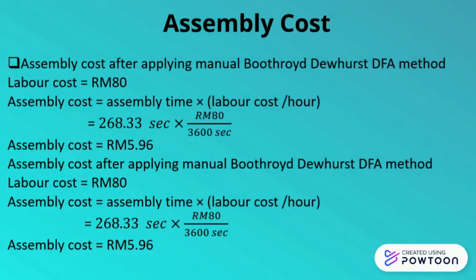For the labor cost, it is around 80 ringgit, and for the calculation of assembly cost, the assembly time must be multiplied by the labor cost. The assembly time is 268.33 seconds, multiplied by RM80 per 3600 seconds. And the assembly cost we got is RM5.96.